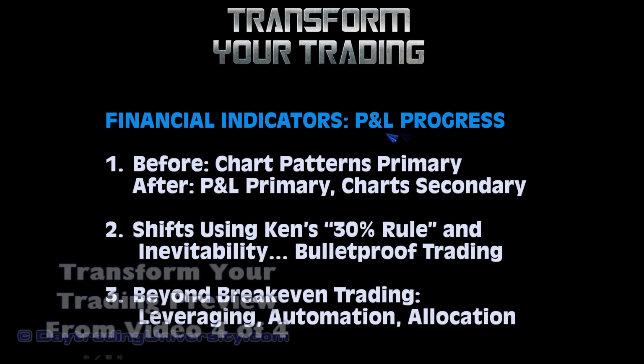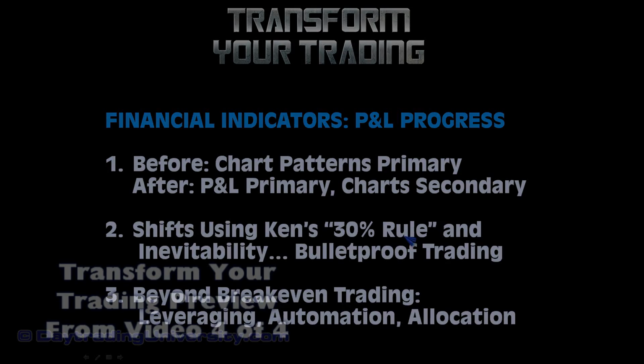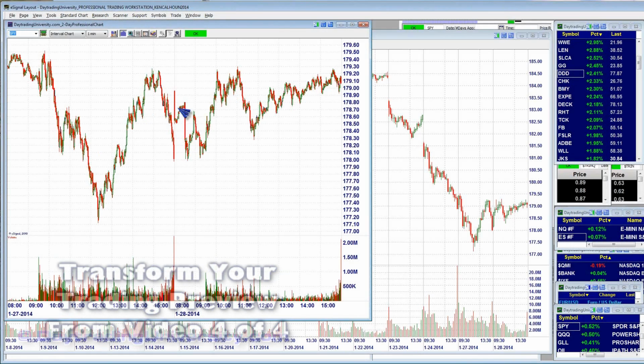So from a financial indicator and P&L progress standpoint, before, maybe what you'd been doing is using chart patterns as primary. After, I want you to use P&L as primary, chart secondary. My 30% rule, as I've mentioned, is that you want to figure out how you can still make a profit even if you're right only 30% of the time? And the answer is, anyway, you get an in-range day.